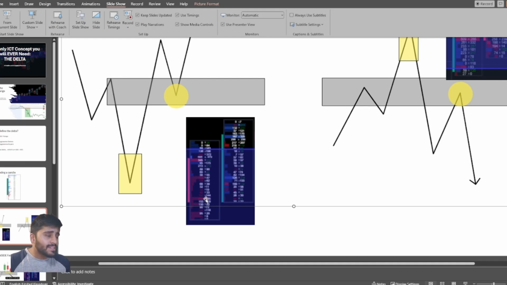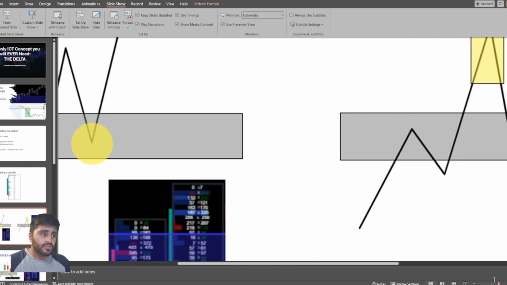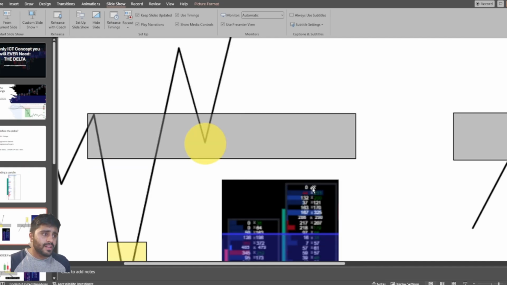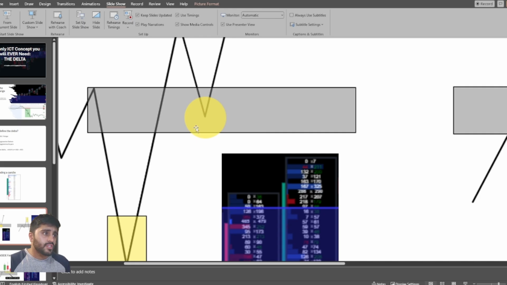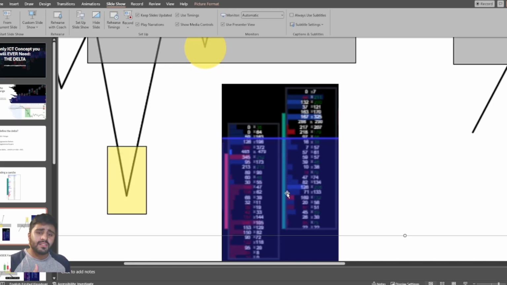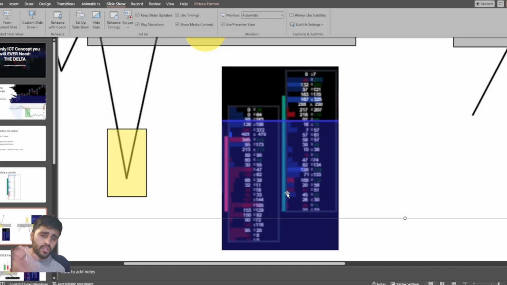So this negative delta over here, right? If I zoom in a little bit more, this negative delta over here, and we see a rejection higher. So when we see a negative delta and a rejection higher, this shows us that aggressive sellers have failed. Passive buyers are therefore present. Buyers are in control of the price.